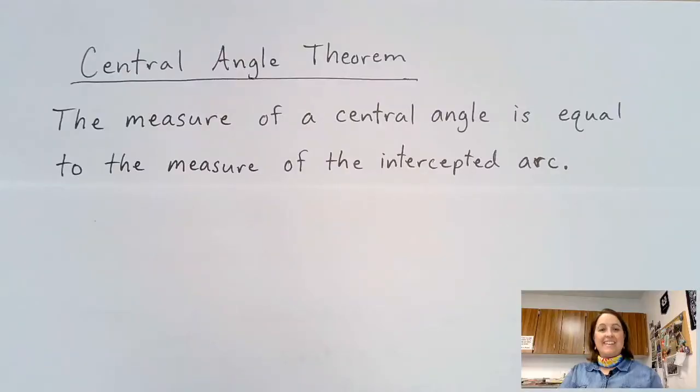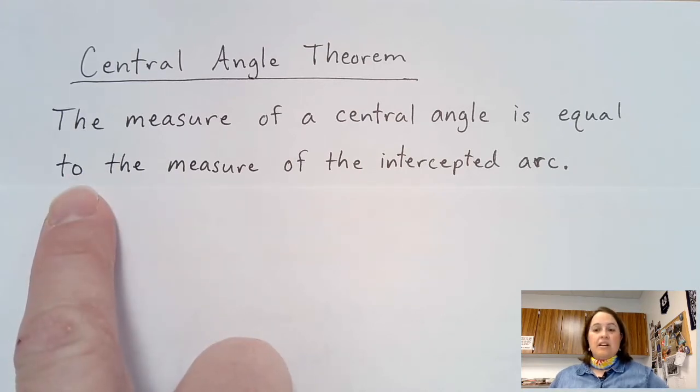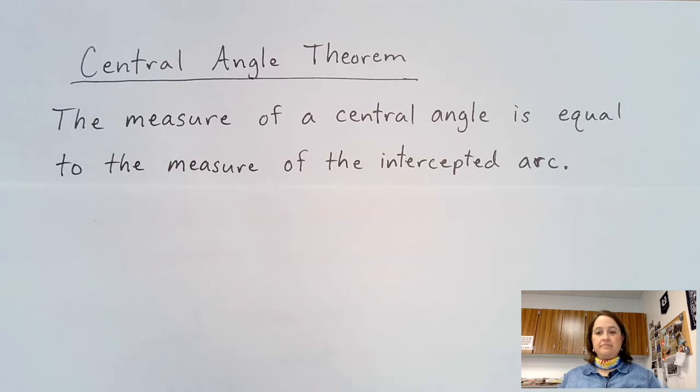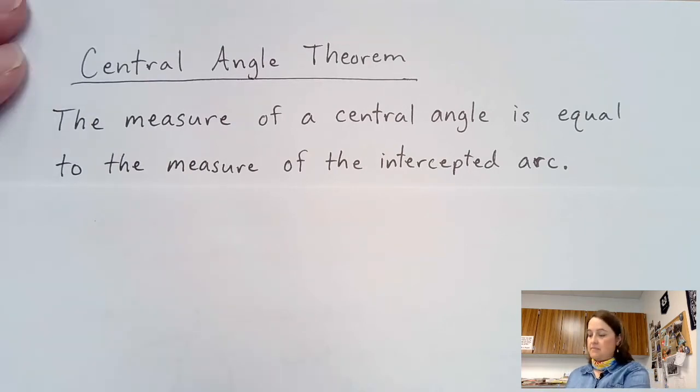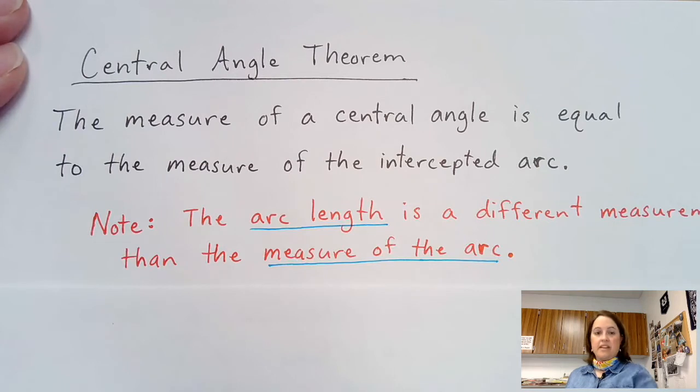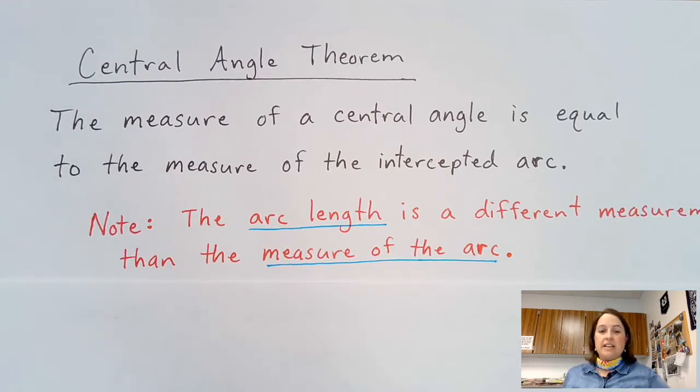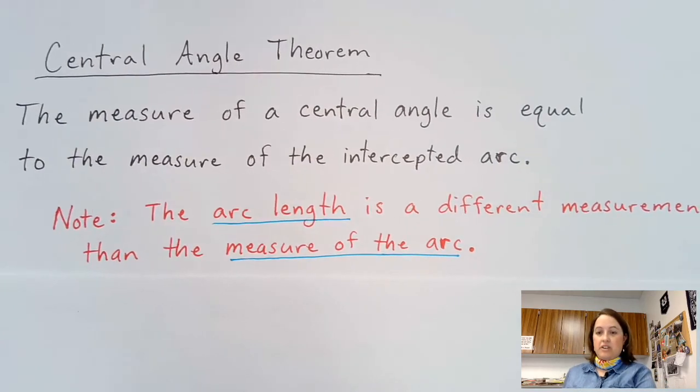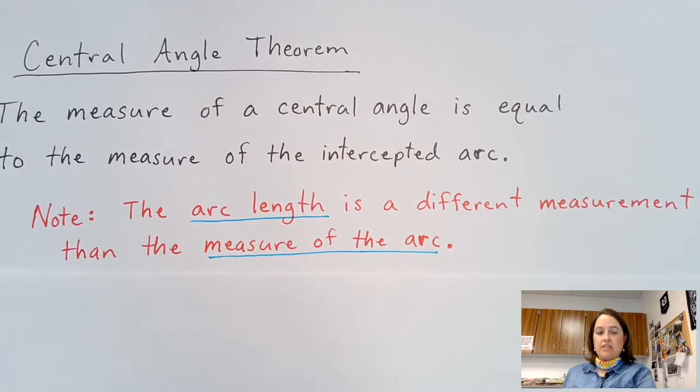Now we're going to talk about the central angle theorem. We've just done another one on this part, but I want to refresh and give some clarification. The measure of the central angle is equal to the measure of the intercepted arc. I want to make a special note that arc length is a different measurement than the measure of an arc. We've already talked about arc length, but now we're talking about the measure of an arc.